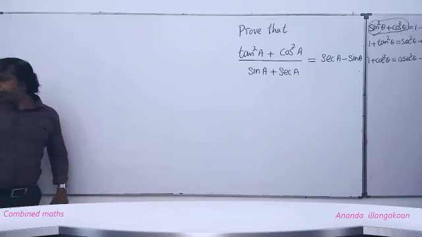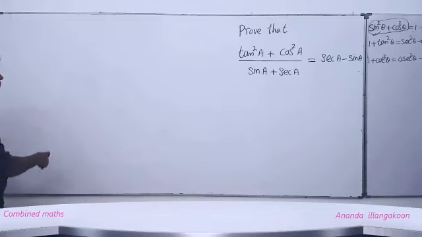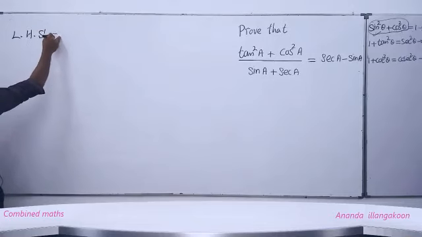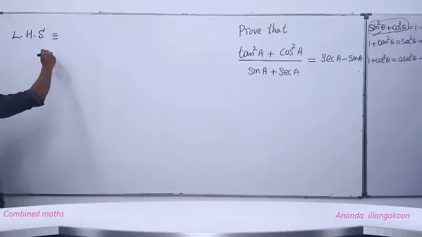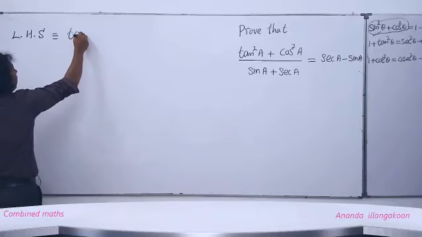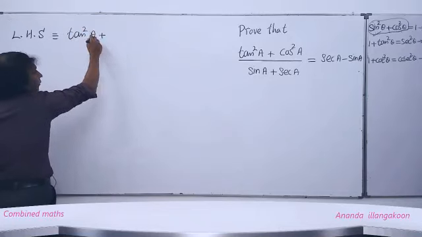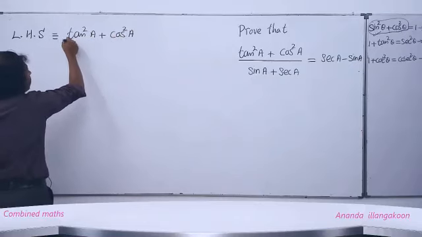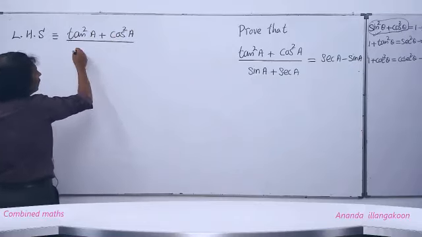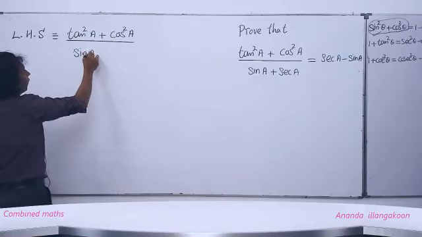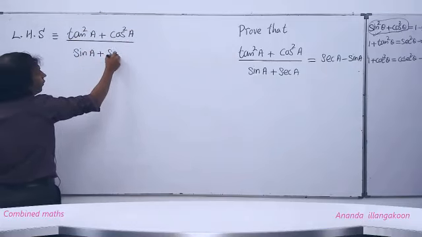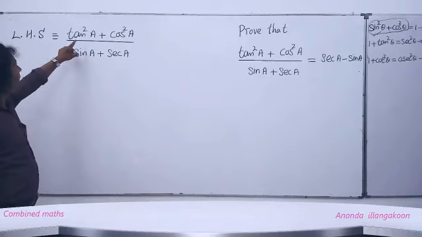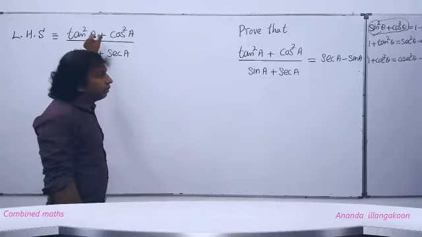Right. Then I start from the left hand side. This is what we get: tan squared A plus sec squared A divided by sin A plus sec A. Right. Because this tan squared A, I can write here.